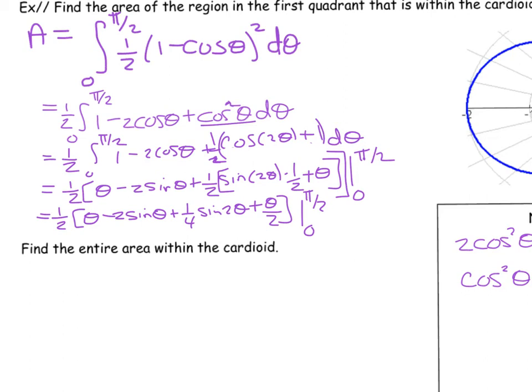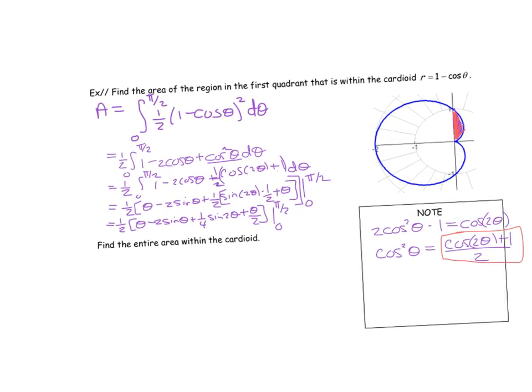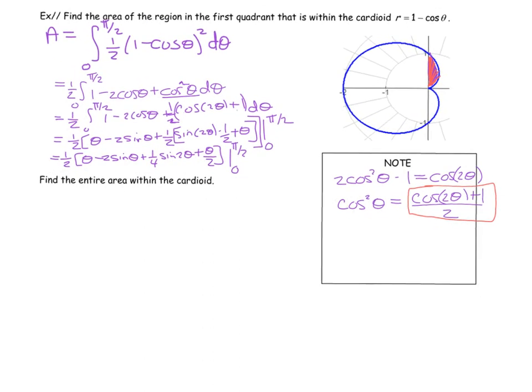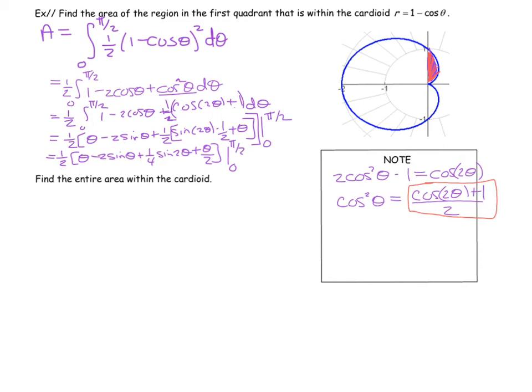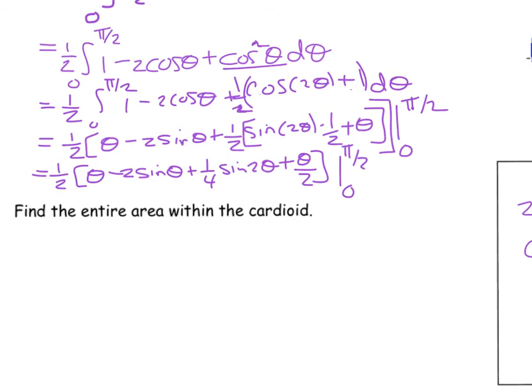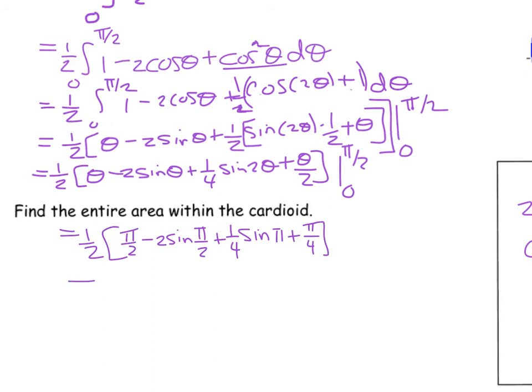Taking up one more line, this ends up being 1/2 pi over 2 minus 2 sine pi over 2 plus 1/4 sine of 2 times pi over 2, which is the sine of pi, plus pi over 2, which is pi over 4, minus 1/2 0 minus 2 sine of 0 plus 1/4 sine of 2 times 0, which is 0, plus 0 over 2.